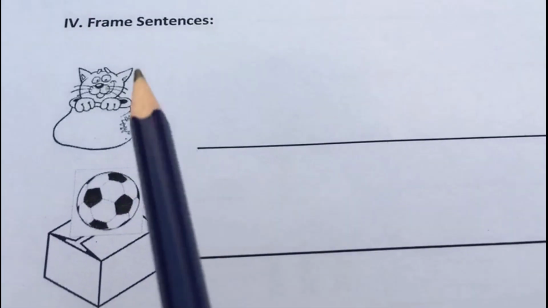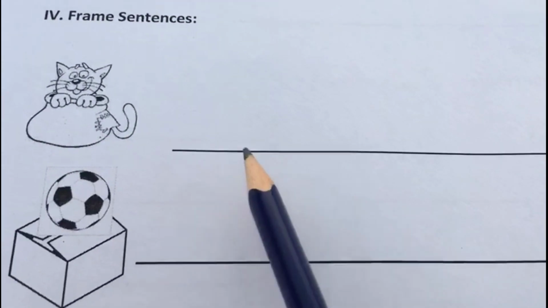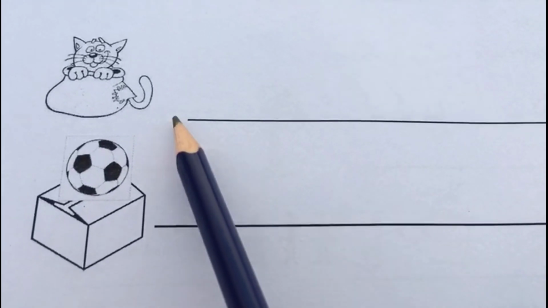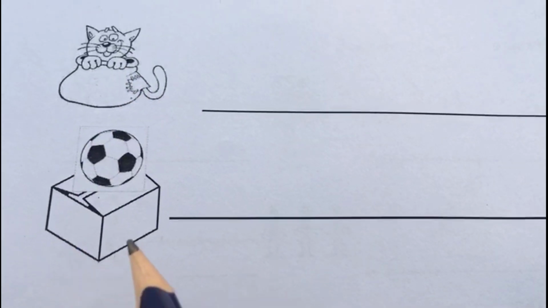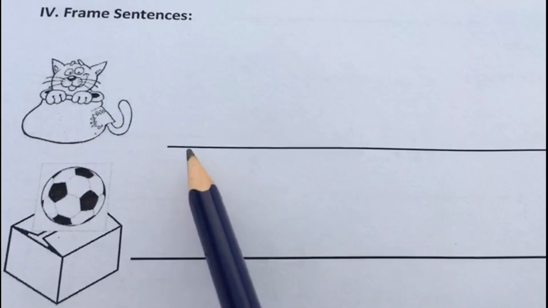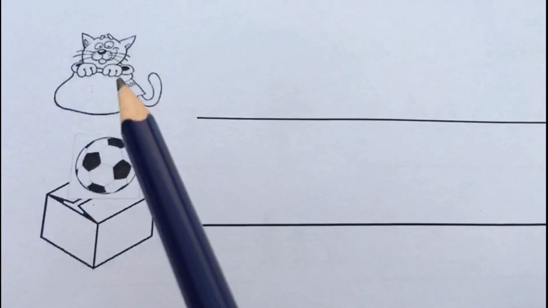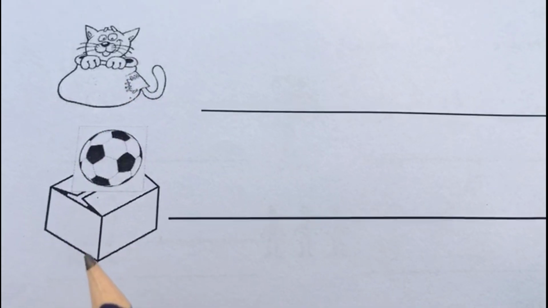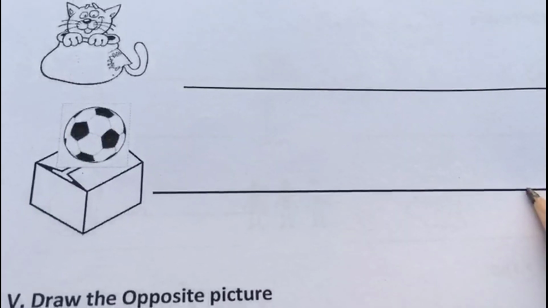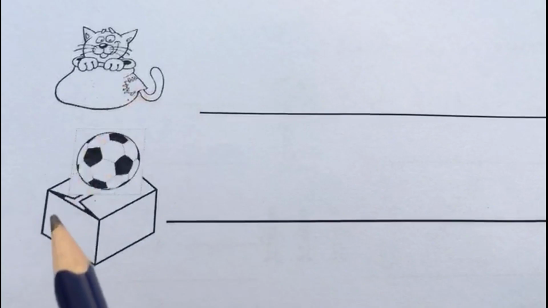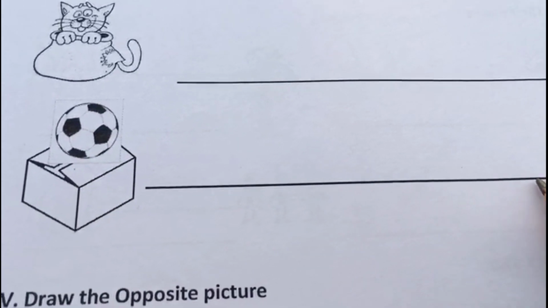This is the fourth question, frame sentences. There is a picture of a cat and a picture of a ball, and ask your child to frame a sentence using simple words. A sentence starts with a capital letter and ends with a full stop. So ask them to write a simple sentence, for example, this is a picture of a cat and a picture of a ball. They can even write this is a cat or this is a ball. Or else you can ask them to write it is a ball or it is a cat.